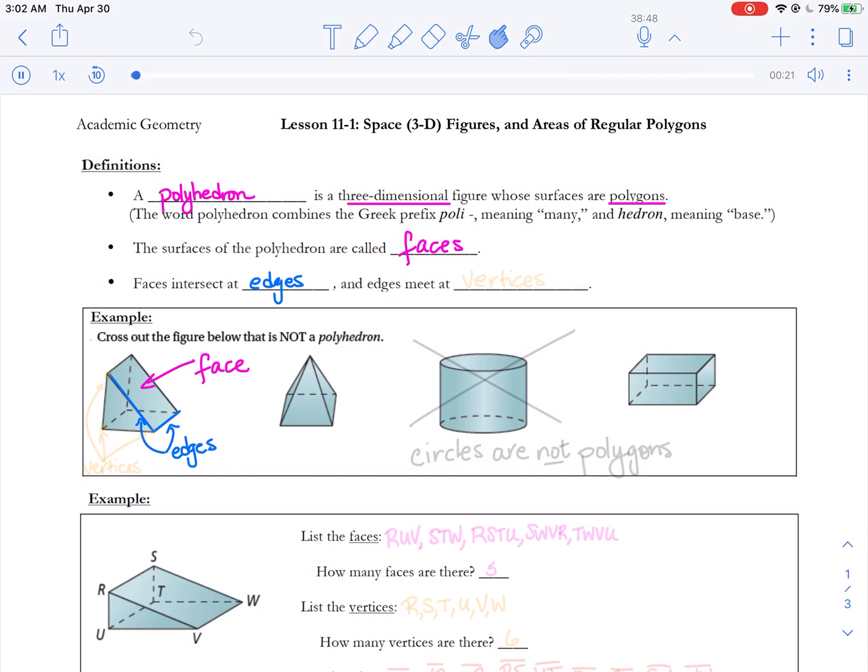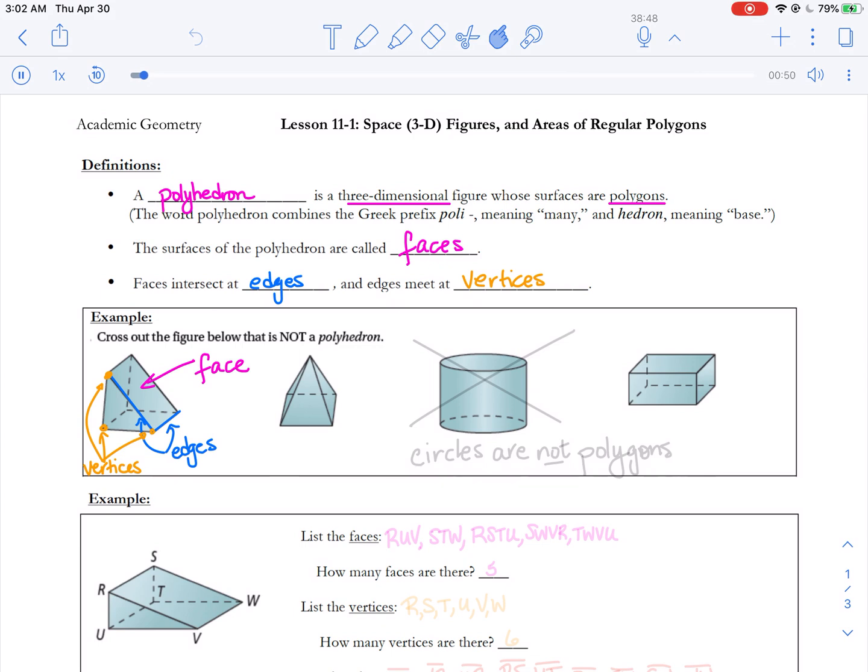And then the edges meet at vertices. So the vertices are in orange there, so there's a bunch of them, but there's a few of them, for example. Okay, so just some basic vocab you'll need to know.